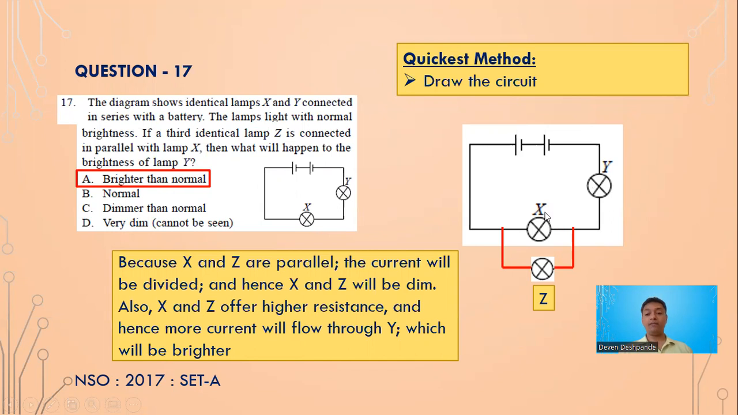But what happens to Y? Now, because X and Z offer higher resistance, more current will flow through Y. More current will flow through Y, and Y will appear brighter. Brightness of the lamp will be brighter than normal, isn't it? It will be brighter than the normal brightness of Y.